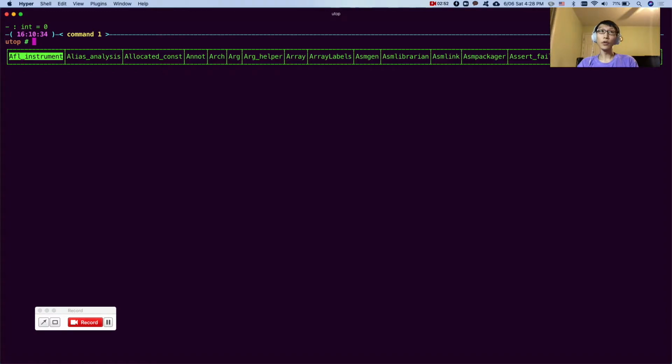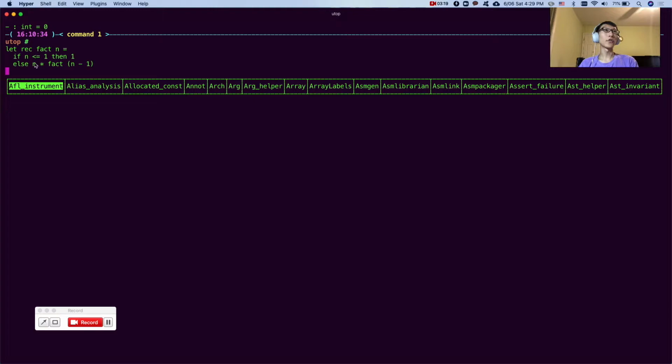In OCaml, this is going to look something like this. I'll explain this syntax for any of you who are not familiar with OCaml. Let is a keyword that lets you create functions. So in this case, we're creating a function called fact. With this rec keyword, which stands for recursion or recursive, which basically allows us to call the name of the function fact within the body of the function itself.